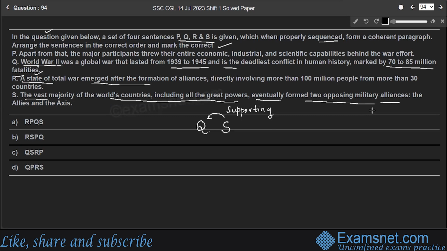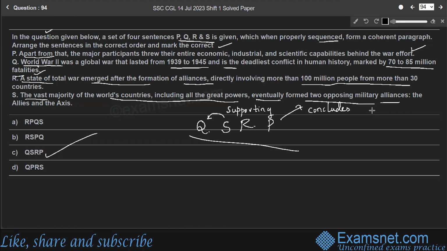So what happened? A state of total war emerged after the formation of alliances directly involving more than 100 million people from more than 30 countries. So the next sentence should be R. So at last, P: apart from that, the major participants put their entire economic, industrial, and scientific capabilities behind the war effort. So the last sentence, which concludes the paragraph, right? Therefore, the order should be QSRP. So look at the options. Option C is the right answer, QSRP.